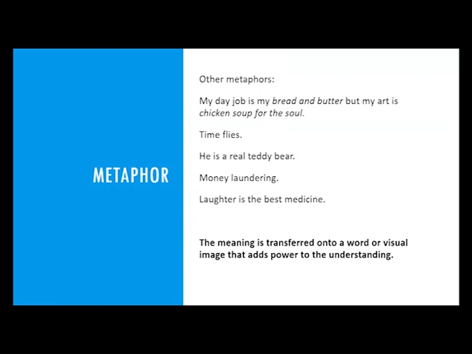Other metaphors that you would be familiar with in our own world. My day job is my bread and butter, but my art is chicken soup for the soul. So there's two metaphors, one about the earnings and the other about what's really important. Time flies, that's another one. He's a real teddy bear. Money laundering. Laughter is the best medicine.